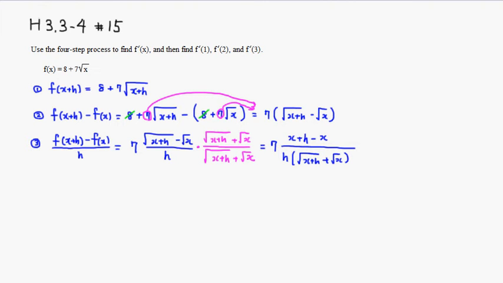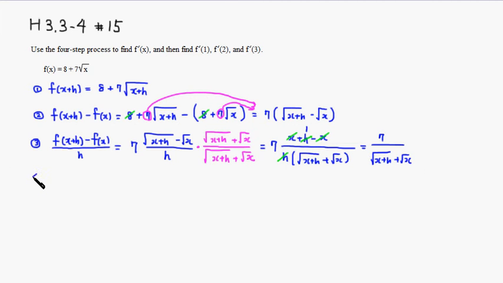So we can cancel x and x. Then h and h. So you're going to have 1 on top. So you get this. You're going to have 7 over square root of x plus h plus square root of x.